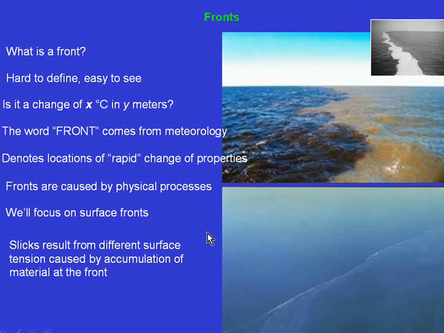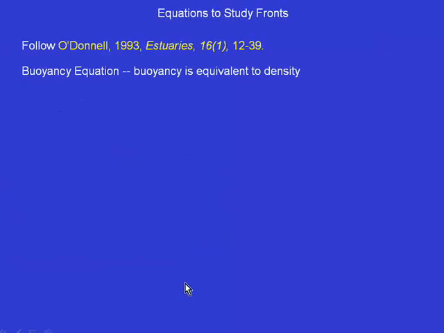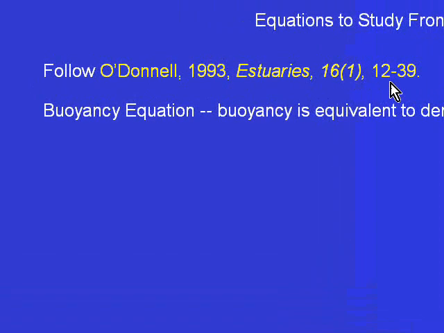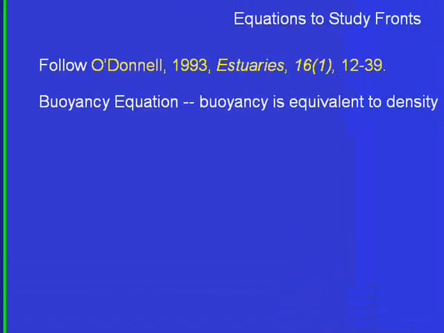But so how do you study fronts quantitatively? Or how do you look at them from a dynamical point of view? So we're going to follow this paper by Jim O'Donnell back in 1993. He's updating it with recent findings on mixing processes, but essentially the basis of the concepts remains the same.